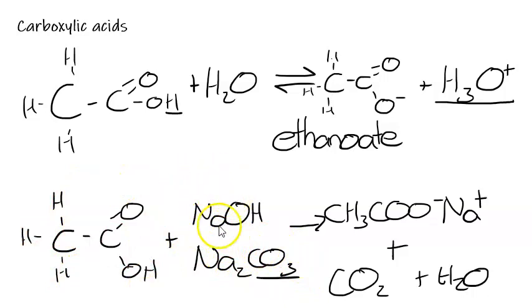If we reacted it with sodium hydroxide, we would still get this sodium ethanoate ionic compound, but we just wouldn't get the carbon dioxide. That's the only difference. And that's everything that we need to know for acidic reactions, so the reactions of carboxylic acids. So I'd best just do some practice with this.